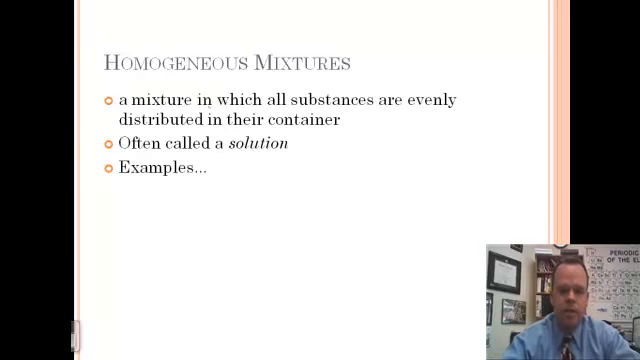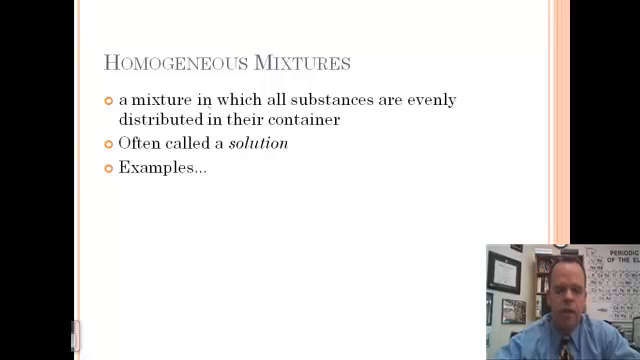There are two major types of mixtures. The first type is what is known as a homogeneous mixture. A homogeneous mixture is a mixture that is the same all the way through, evenly distributed throughout the container. So each component of the mixture is evenly distributed. One example of this might be salt water. Salt water, the individual particles of sodium and chlorine that make up the sodium chloride or salt, are evenly distributed throughout the mixture of the salt water.